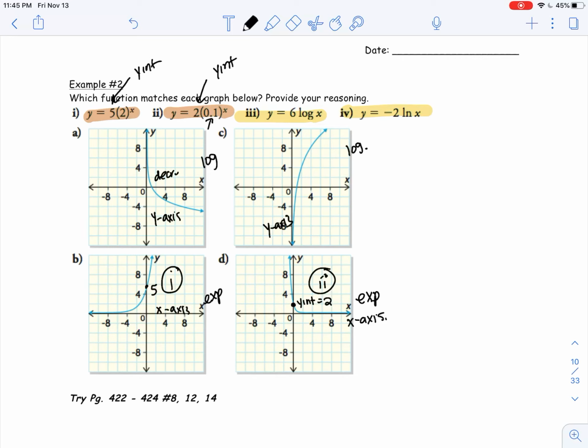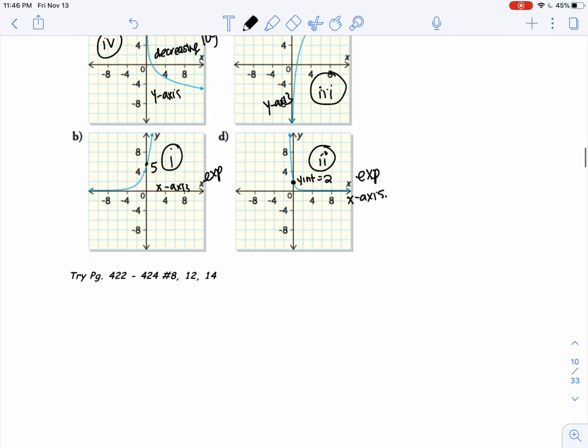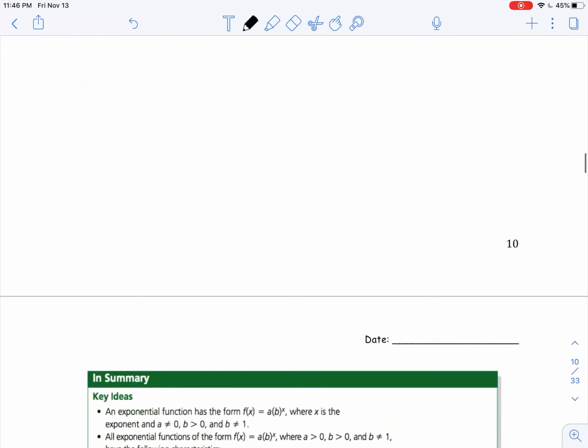And then we have here, this one's decreasing, which means that the log should be negative. So do you see that negative in front? That means it's decreasing. So then that one has to be graph number 4. And finally, this one has to be graph number 3 because it's an increasing exponential, or sorry, increasing logarithmic function, okay?